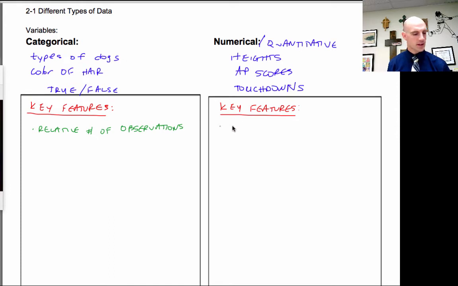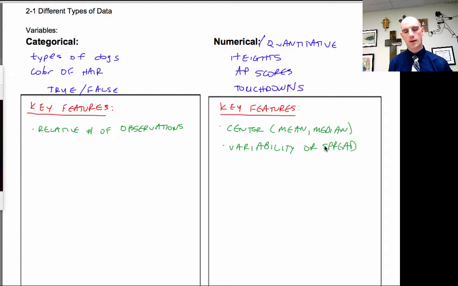Some of the key features of numerical data, we want to talk about the center, and that could be the mean or median. And we want to talk about the variability or the spread. And what that means is I said, hey, everybody in this class is tall. Well, what does that mean? Everybody in this class is over 6 foot. Is that true or is it not? Is there a lot of variability in the data? Meaning, do I have some people who are not 6 feet? Do I have some people that are 6 feet? And so as we look at variability or spread, we're actually looking at the data as a whole in comparison to one another. All right.